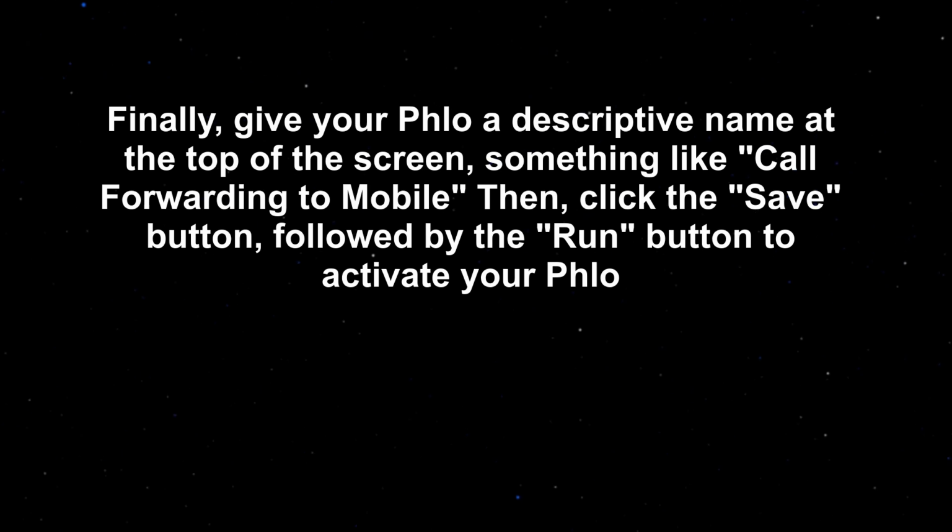Finally, give your flow a descriptive name at the top of the screen, something like call forwarding to mobile. Then, click the Save button, followed by the Run button to activate your flow.